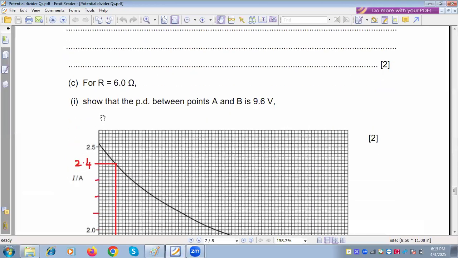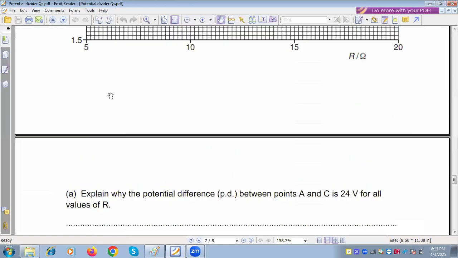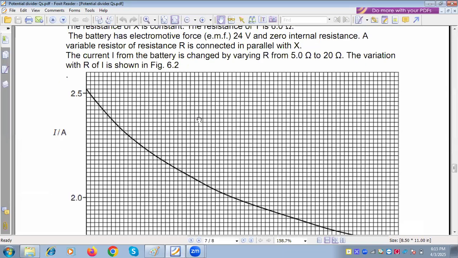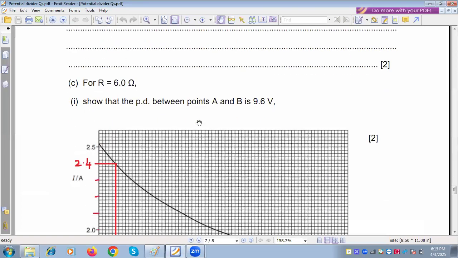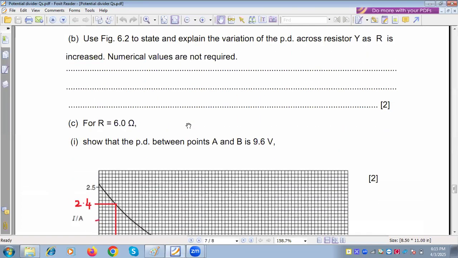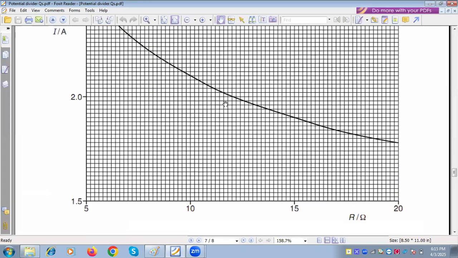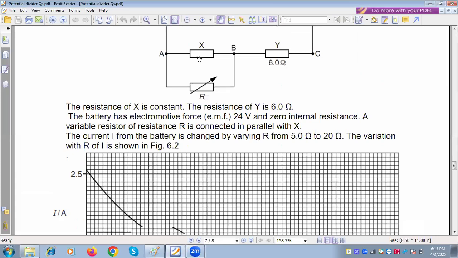Now for R adjusted at 6 ohm, what do we have to do? Let us see. Show that the potential difference between A and B is 9.6 volt. A and B means these two, between X and R. They are in parallel. They have the same potential difference.